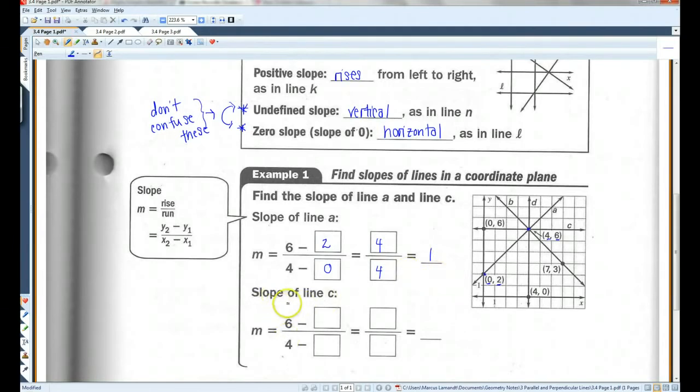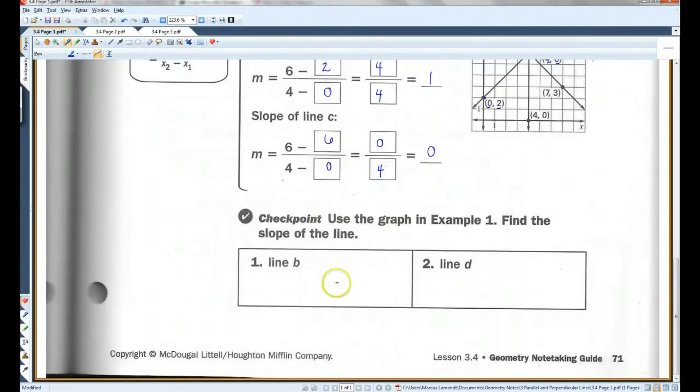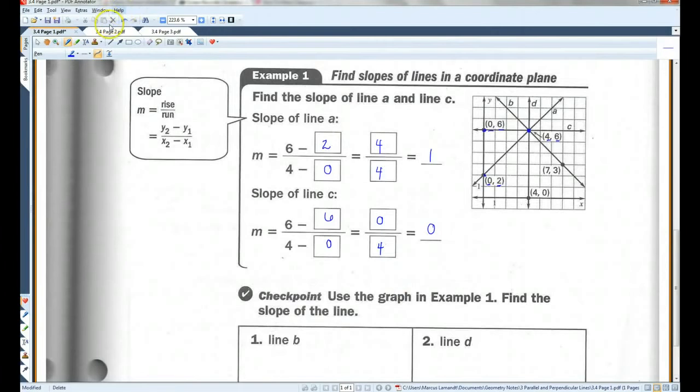Alright? Let's take a look at line C. Line C, we could use this point again because that's also on this line. And this point. The y values, we have 6 and 6, so I have 6 minus 6. X values, I have 4 and 0. 6 minus 6 is 0. 4 minus 0 is 4. 0 divided by 4 is 0. And that makes sense because it is a horizontal line, and we know that horizontal lines have a slope of 0. Alright, I'll let you guys do these two. Let's go on to page 2.